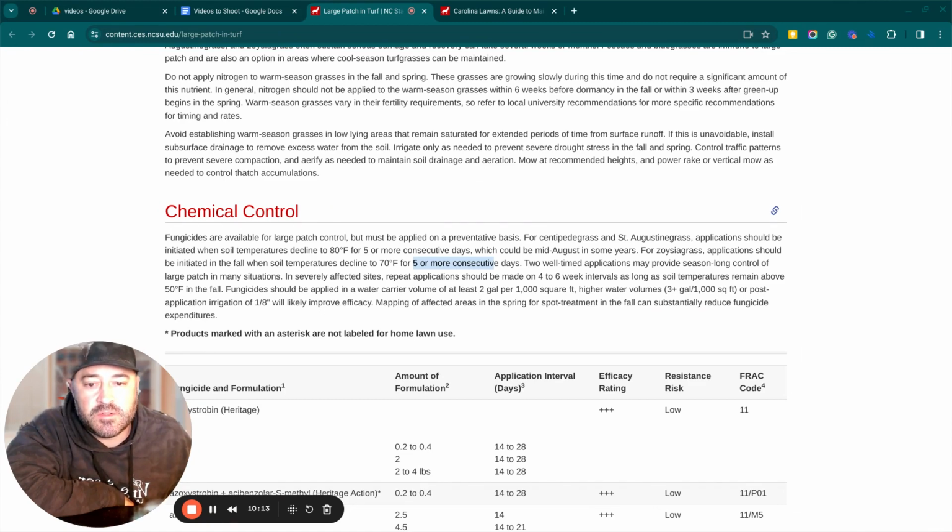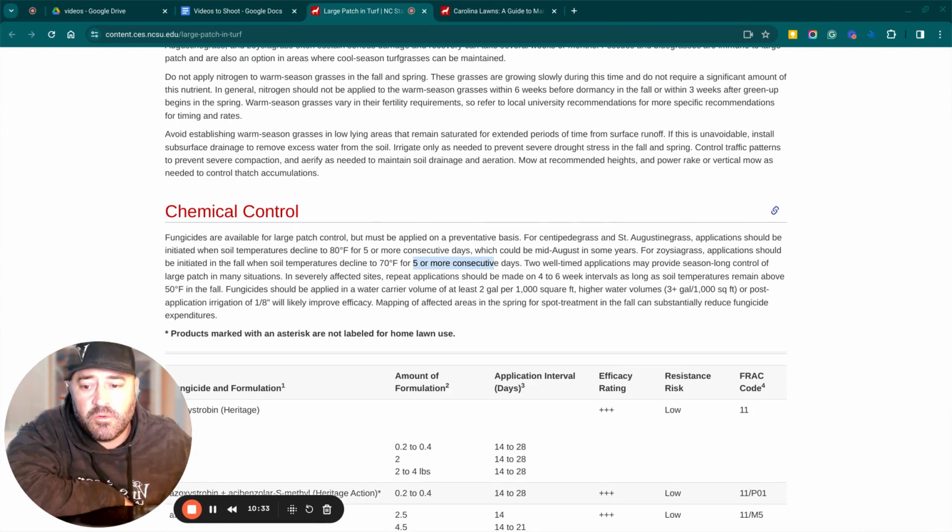All right, so in the fall, when the temperatures decline to 80 degrees for 5 or more consecutive days, you want to apply fungicide. You want to apply a fungicide to centipede and St. Augustine, and then 28 days later, you want to follow that up with another fungicide. When it's 70 degrees for zoysia, 5 consecutive days, you want to hit it with a fungicide.